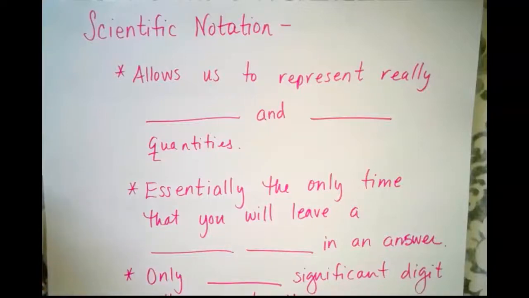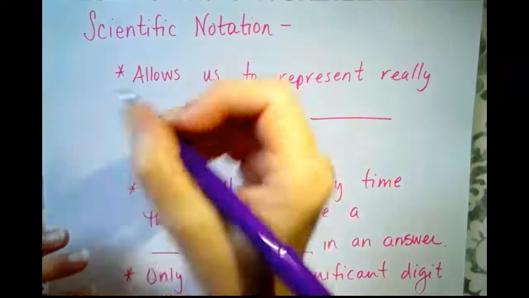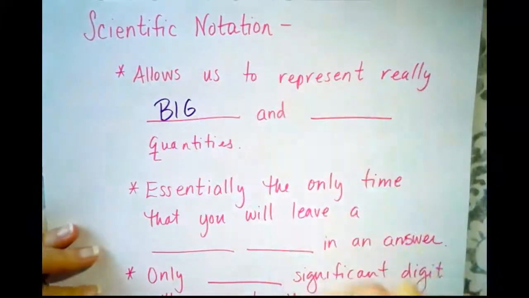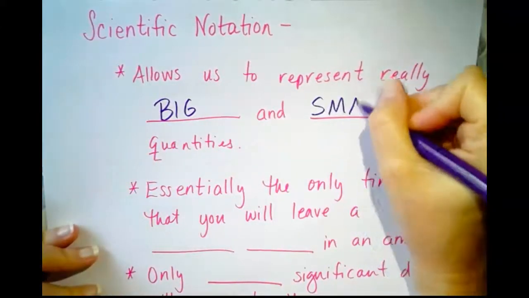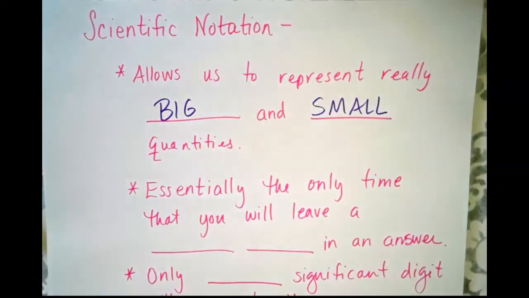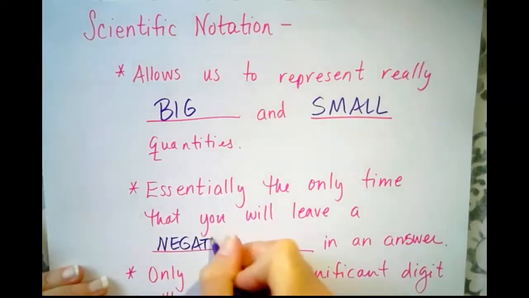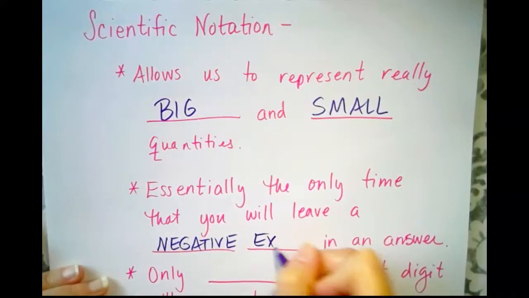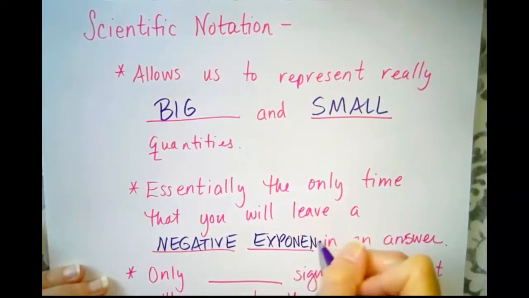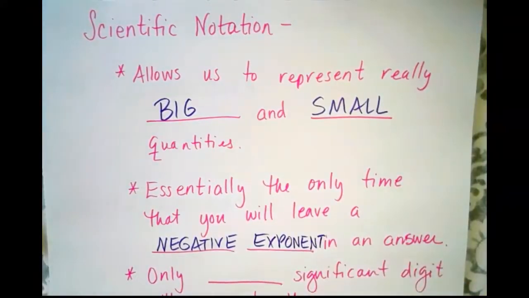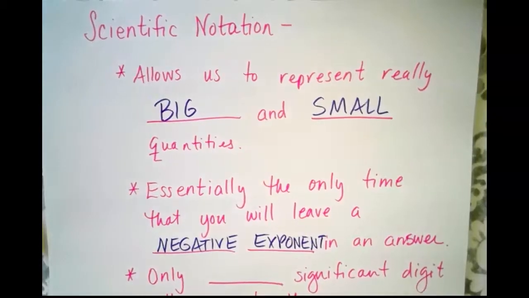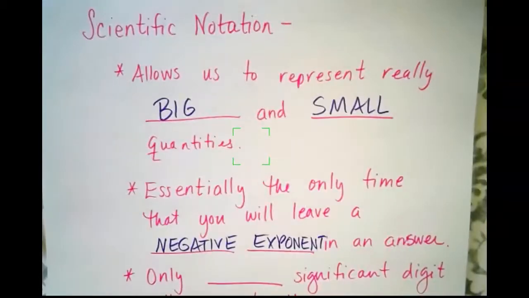This video is about scientific notation, a quick recap. Scientific notation allows us to represent really big numbers and really small numbers. Essentially, this is the only time that you will leave a negative exponent in an answer, because normally it's bad algebra manners to leave a negative exponent in any of our answers.